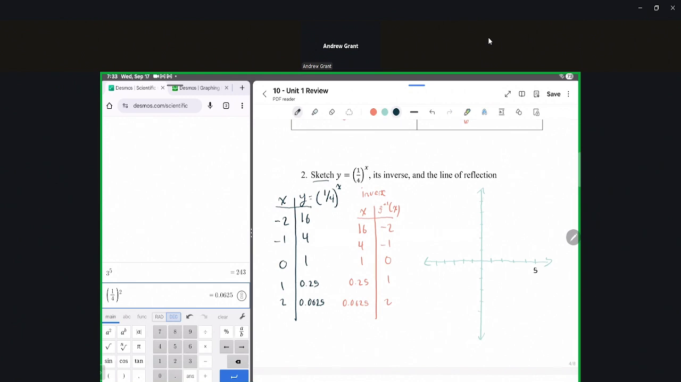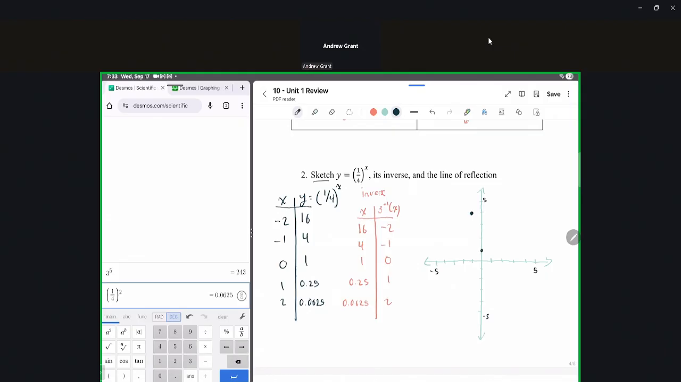So we'll just label these outside values and have each tick be 1, roughly spaced out. And we'll go ahead and type these in. So the first one is -2 comma 16. Well, that's way up there. We can't fit that one, but we can fit -1 comma 4. So we'll go ahead and sketch that one.